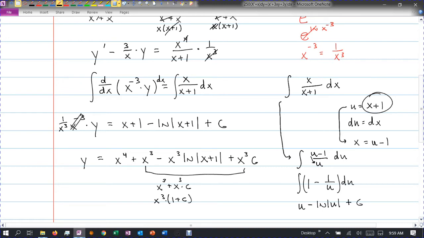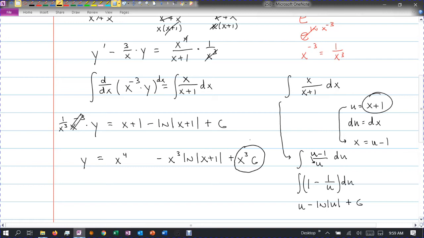So it would be sufficient at this point to just get rid of this x cubed right there, because this actually contains the same information. So that's it right there. It wouldn't be wrong to leave it the way I had it. It's just that's the way the book has the answer. So all right, let's move on. 27.